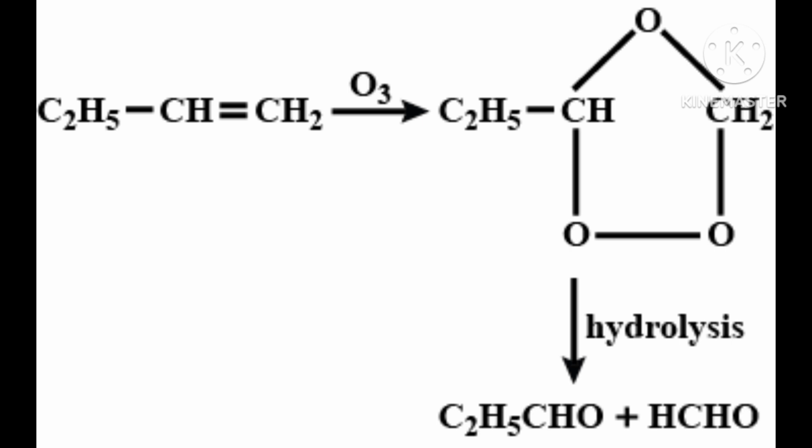Now this will join to the 2 carbons of propene. Propene also has both bonds broken, so each carbon has 2 electrons. These 2 electrons will make 2 bonds. One bond is with the oxygen which had 2 electrons: 1 electron of that oxygen and 1 electron of carbon.